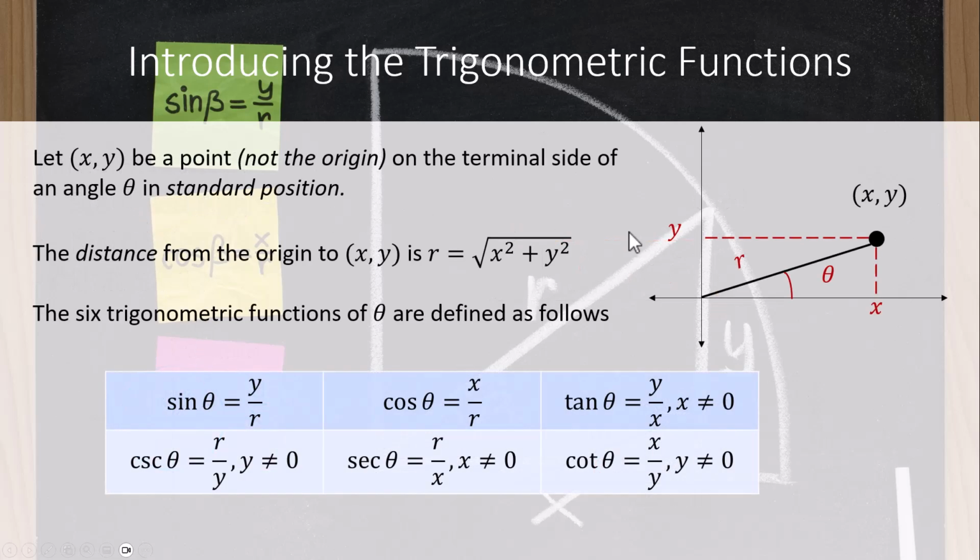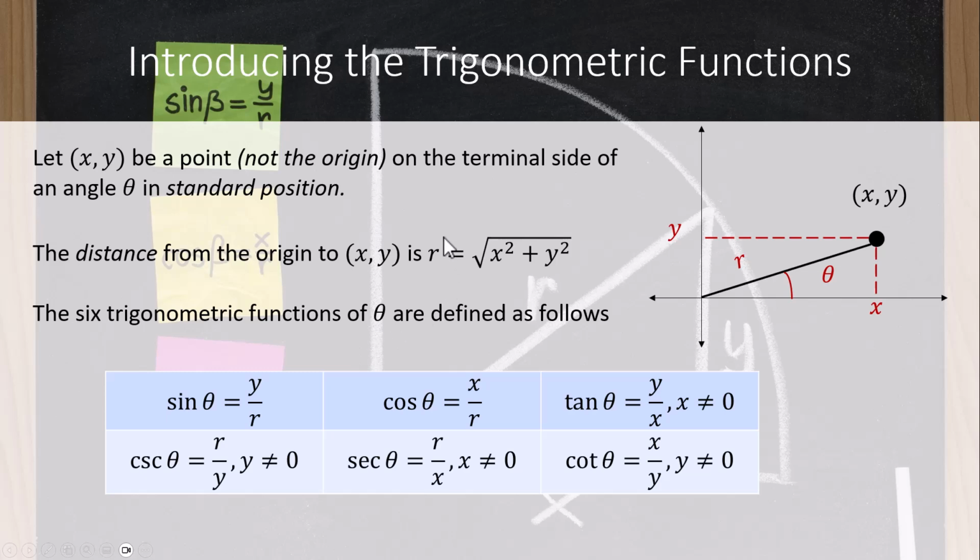And here we're going to let (x, y) be a point, not necessarily the origin, because that doesn't do anything for us, on the terminal side of an angle in standard position. So here is our angle in standard position, and (x, y) can be any point along here. We're going to just assume that it is here. So its x value is x, and its y value is y. If that's the case, then our trigonometric functions of theta are going to be defined as the ratio between y and r for sine theta.